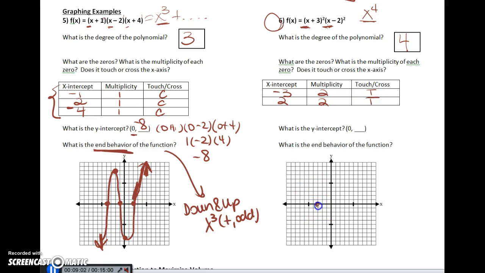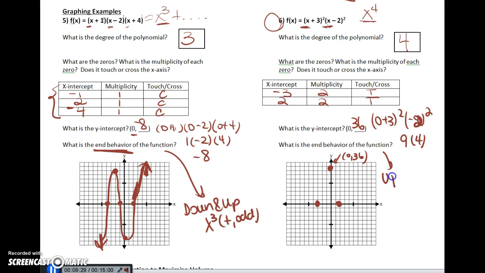So we will plot our negative 3, and we will plot our 2. Now we need our y-intercept, so we will plug in 0 for x. So we get 9 times 4, which is 36. So that number is huge here. So I'll just go by 4s. So this point right here is 0, 36.